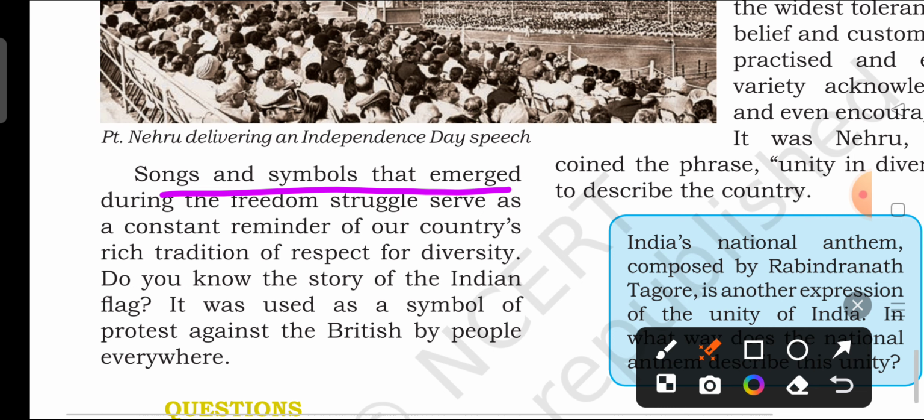For example, among symbols, they have used the Indian flag. It was used to protest against the British by Indian people everywhere. Whenever they were going to protest, even a peaceful protest, they would be carrying this Indian flag. Do you know the story of the Indian flag? It was used as a symbol of protest against the British by the people everywhere. I have already explained.